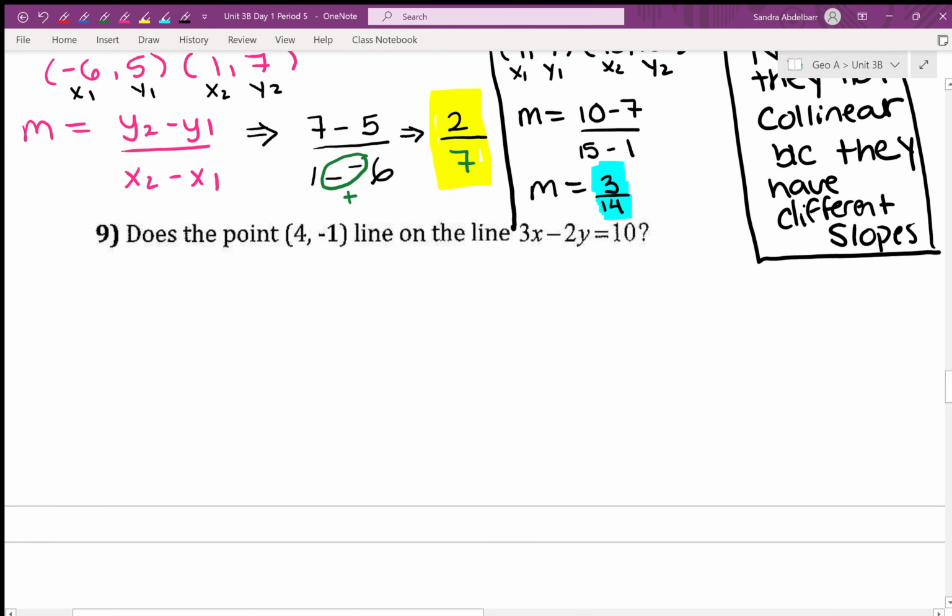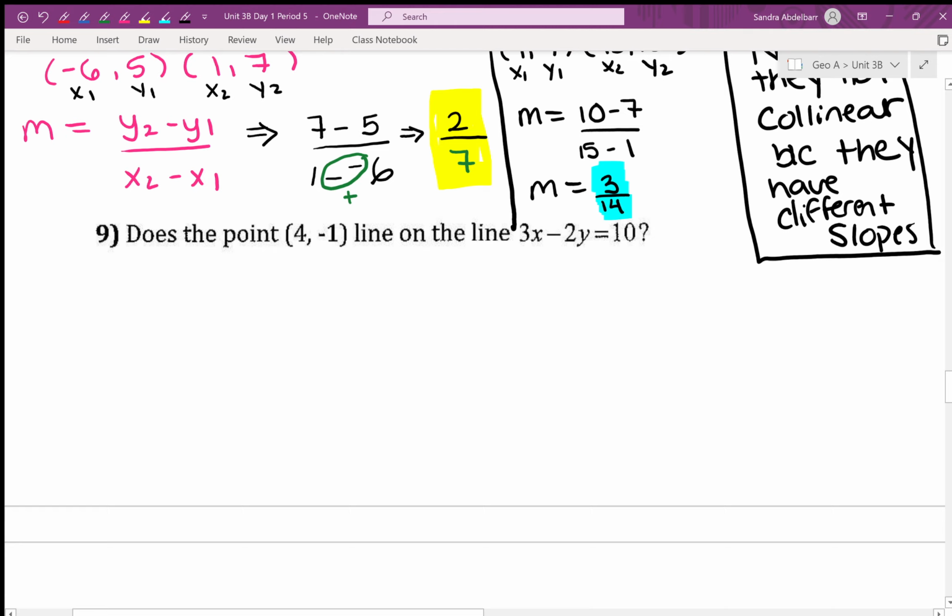Okay, so the next question is asking, does the point 4, -1 lie on the line 3x minus 2y equals 10? So we remember what we told you. The lowercase m represents what? Slope. The b represents what? Y-intercept. Who remembers, what did we say x and y represent? Ali: All the points on the line.